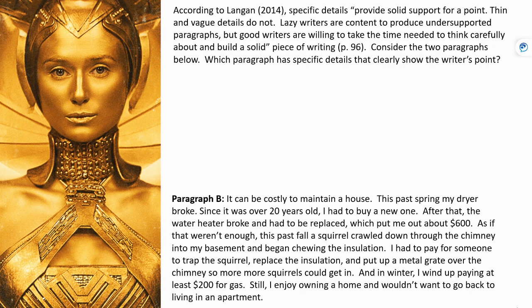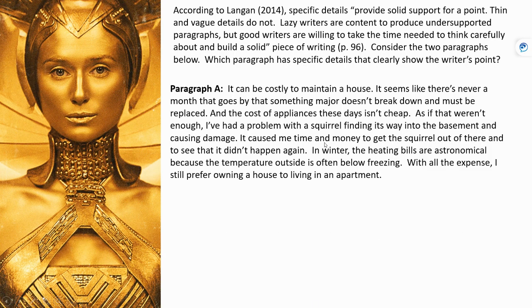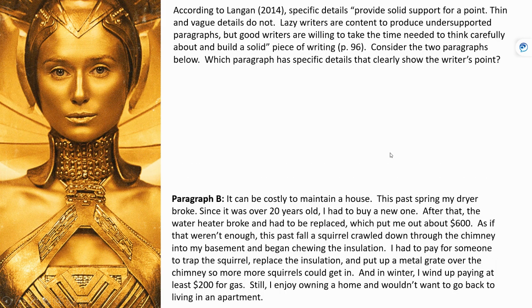Okay, clearly it's paragraph B, right? Paragraph A talks about things in a very vague way. It just says that a squirrel got in, causing damage, and it cost me time and money to get the squirrel out of there. But we actually hear the entire story of the squirrel in the second paragraph. The squirrel got in through the chimney. He began chewing the insulation. So that's the damage that was caused. And instead of it just cost me time and money, here's what actually had to happen. I had to pay for someone to trap the squirrel, replace the insulation, put up a metal grate over the chimney. So clearly it was paragraph B.